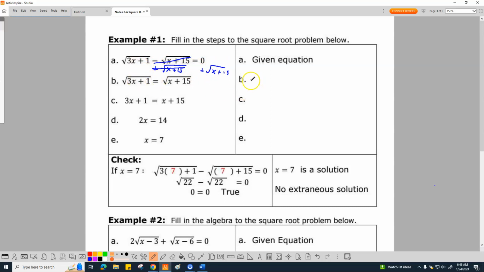So what did we do? We moved one radical to the other side. That's how we would solve these. And again, there's a lot of different versions of these types of equations, but we're going to give you specific ones. So we moved it to the other side. That's how we got to B, essentially.